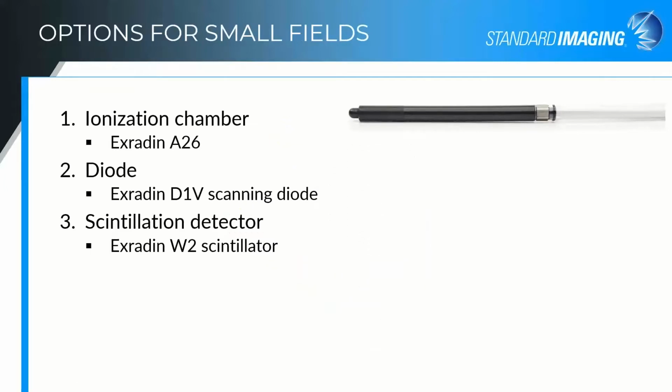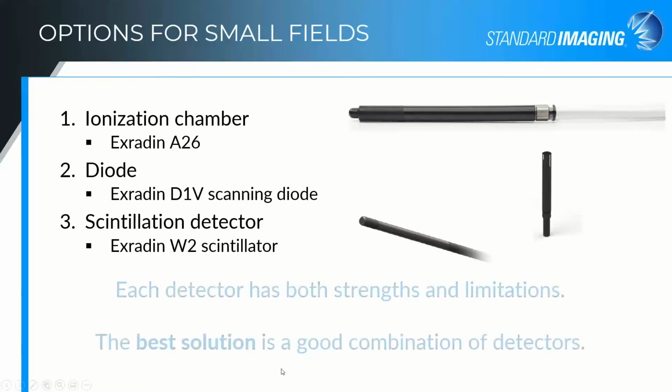First, of course, is the ionization chamber. Our Exradin A26 is the smallest reference class ionization chamber that we make. The A26 is smaller, but there are slight differences there. The diode is the D1V. It's a very nice scanning diode for stereotactic use, actually general use as well. And then the detector of the day, I guess, the W2.